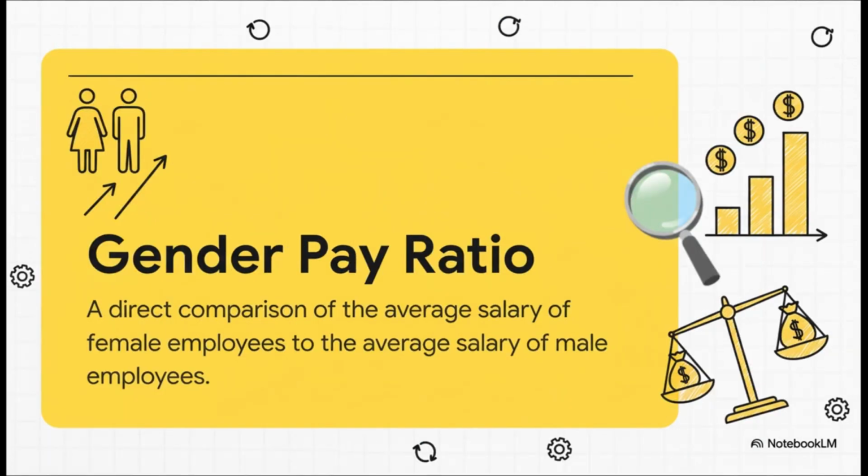Here's another really critical social metric, the gender pay ratio. It's a stark, simple comparison of what men and women earn, on average, inside a company. This number just cuts right through all the corporate jargon and gives you a clear snapshot of how committed a company really is to pay equity.